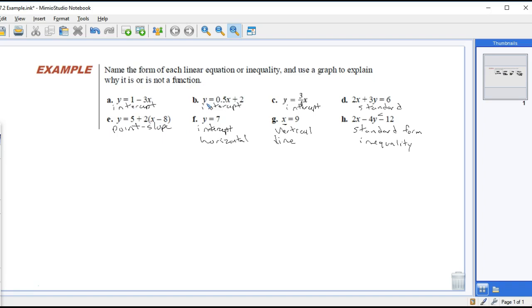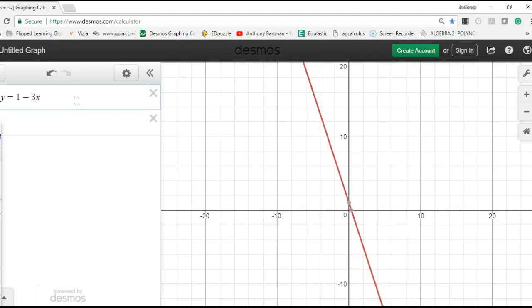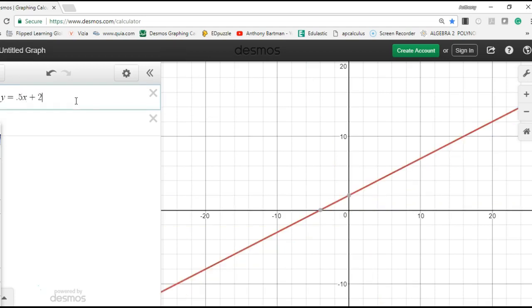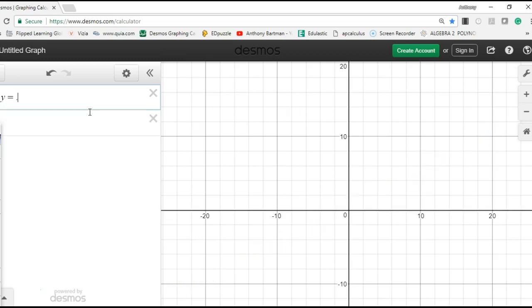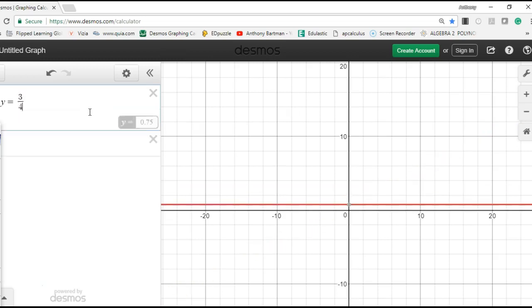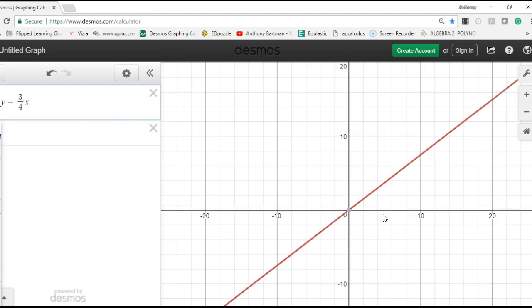The next one, y equals 0.5x plus 2. That is also a line, so it passes the vertical line test, so it is also a function. C, y equals 3/4 x. Let's do that, 3 divided by 4x. That is also a line, so it passes the vertical line test. There's no vertical line that touches this line more than once.